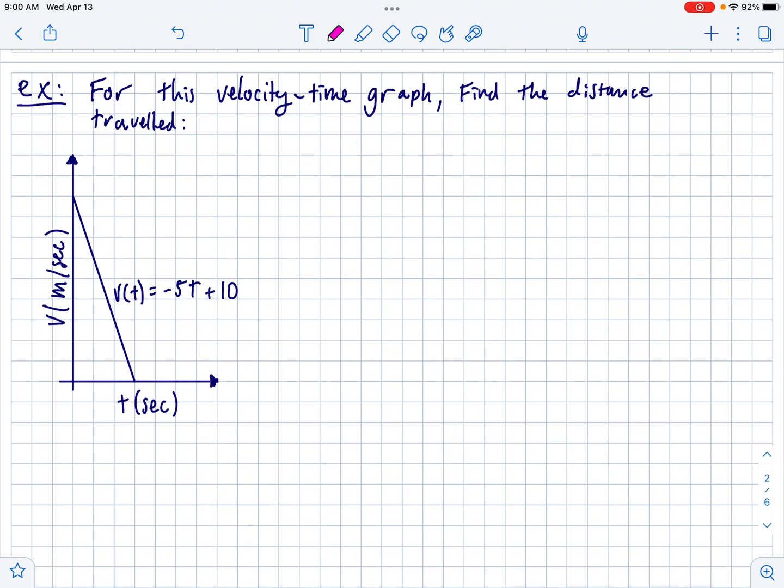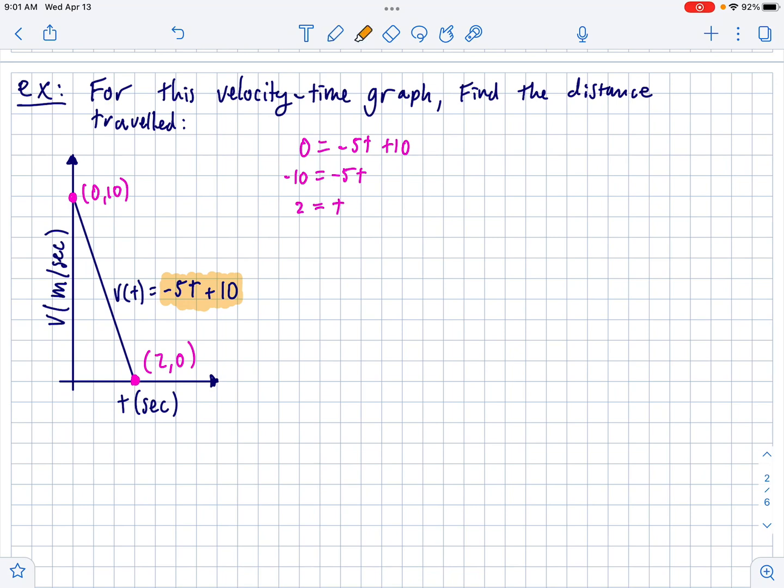Next problem. For this velocity time graph, find the distance traveled. Now with this one, they didn't give us accurate tick marks, so we have to start figuring out things about the graph given this model right here, -5t plus 10. So if you put a 0 in for t, you get a 10 out of that function. That means that this is 0, 10. Then if you set the equation equal to 0 to figure out what this point is right here, you get 0 equals -5t plus 10. Subtract 10 from both sides, divide by -5, and we get 2. So that means this is 2, 0.